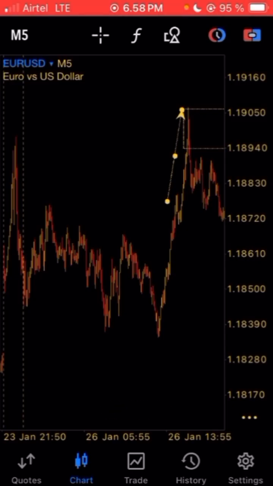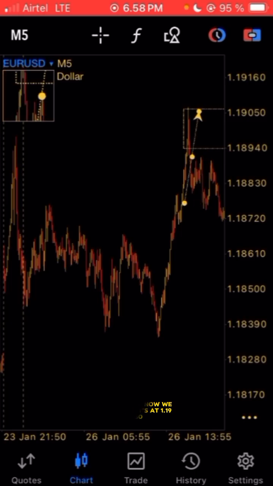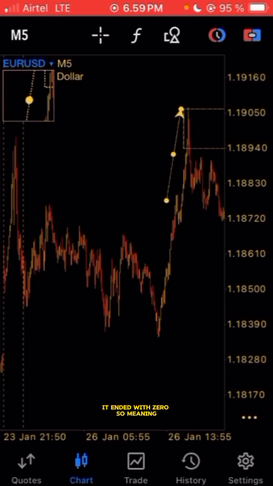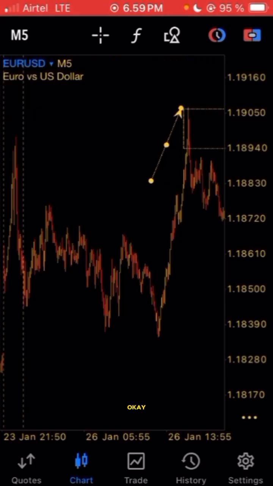If you look at this price point right now, we see that it's at 1.19050. That is not an ordinary number. It's not just any number. It ended with 0. So meaning that is a number of interest. Okay, so these numbers are also in the APA concept. This will also help you to coordinate your analysis, right?